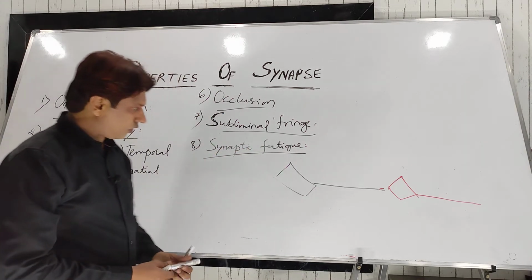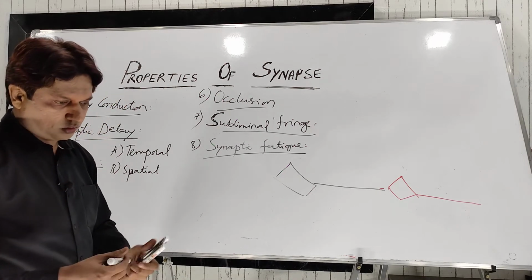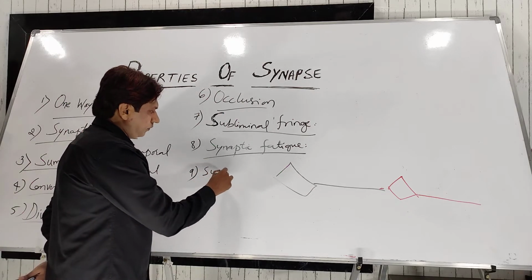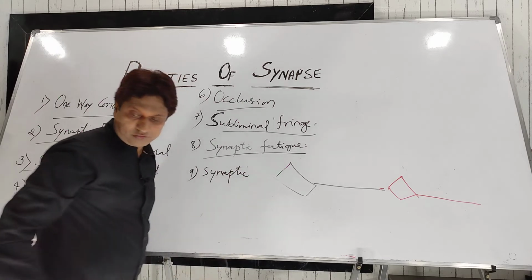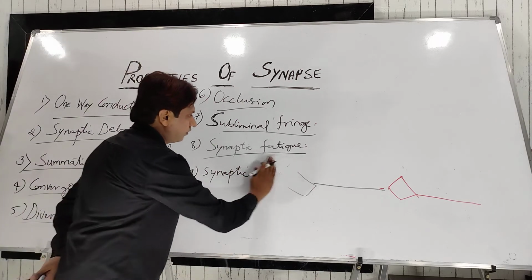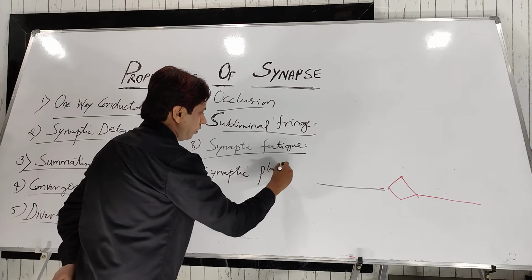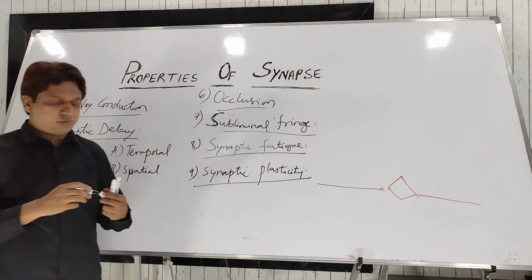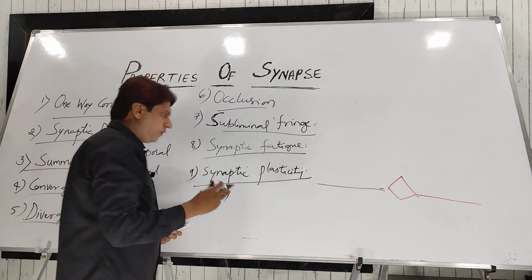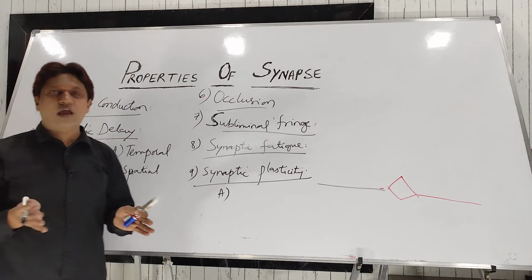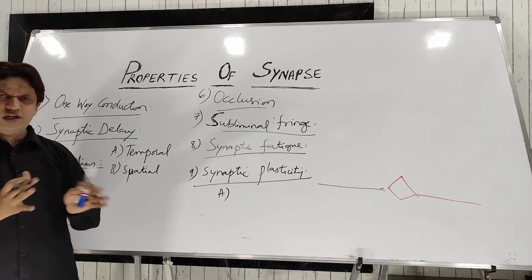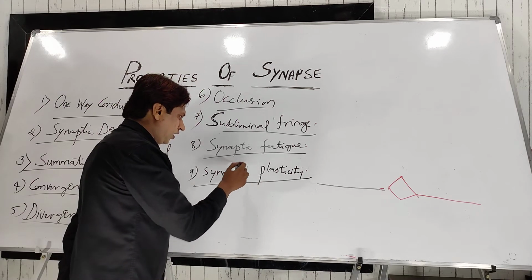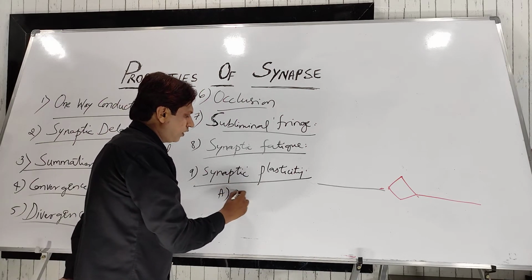Then the next property is synaptic plasticity. Again, it's a higher function, we'll discuss in detail later, but for the time being we should remember a few points related to synaptic plasticity. You know, plastic material is very flexible, with the ability to mold itself. So synapse has a property that it is flexible, it can mold itself according to the situation. A few terminologies we should understand in synaptic plasticity start with postsynaptic potentiation.